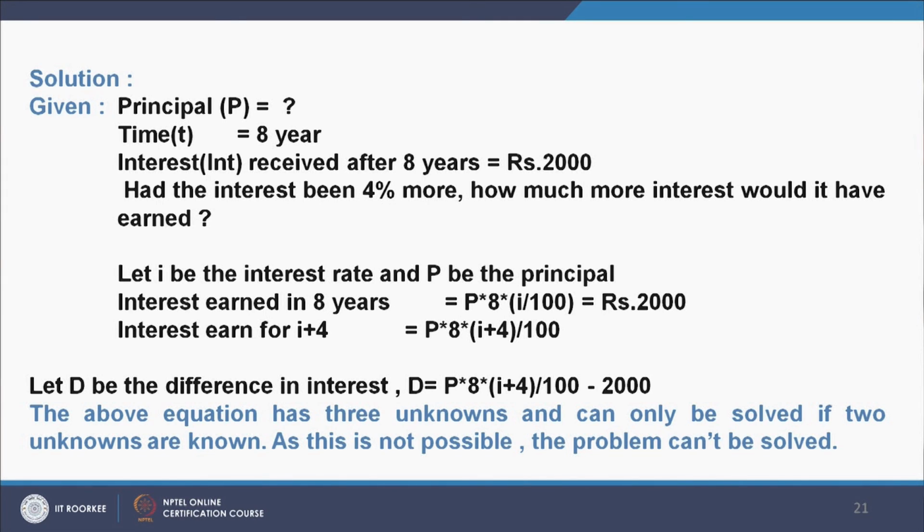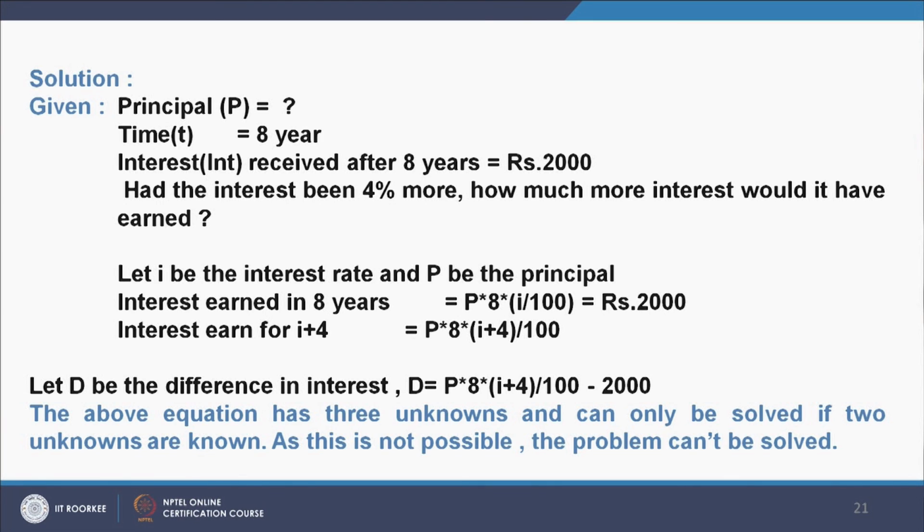So, if I is the interest rate and P the principal, then interest earned in 8 years is equal to P into time 8 years into I divided by 100, and this is equal to 2000. Interest earned for I plus 4% is P into 8 years again into I plus 4 divided by 100. Now, if I consider the difference to be D, then the difference will be P into 8 into I plus 4 divided by 100 minus 2000.